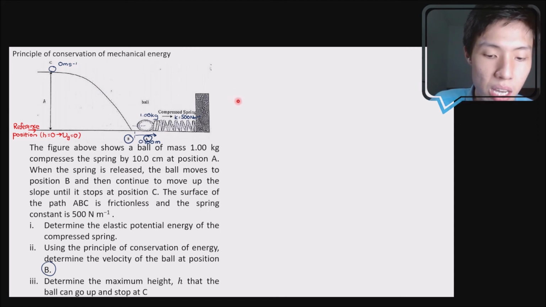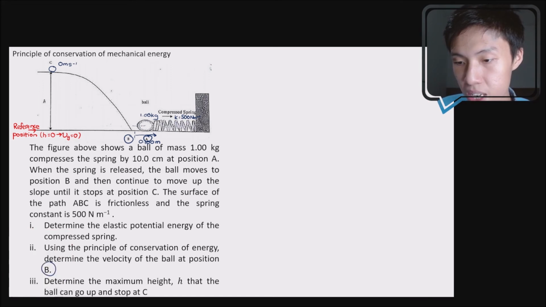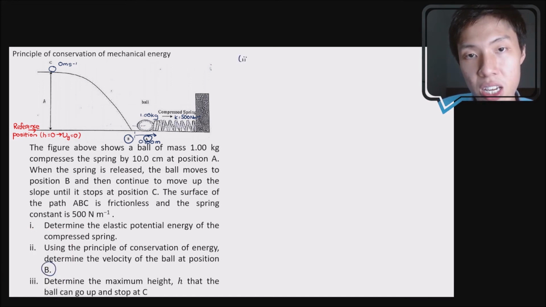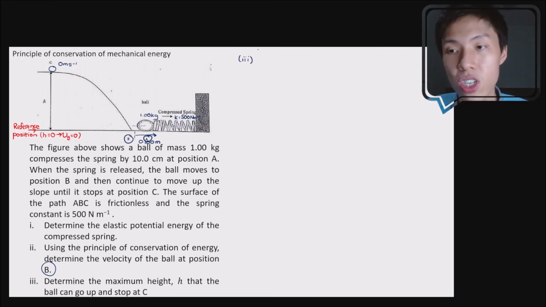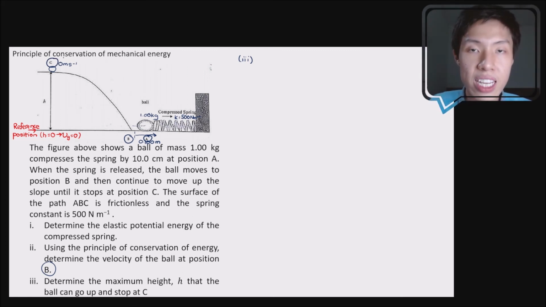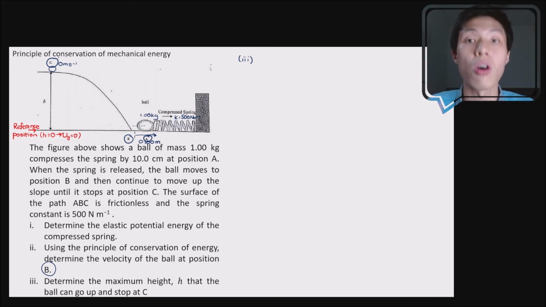We will be using the principle of conservation of mechanical energy. Again, the principle says that the mechanical energy at all positions during the journey should be the same. So what are the positions that we are interested in? We are interested to find something related to this maximum height, so definitely we'll be interested in position C. Next, we need to pick two positions. One position where we are interested to find something, and another position where we know most or all of the information.